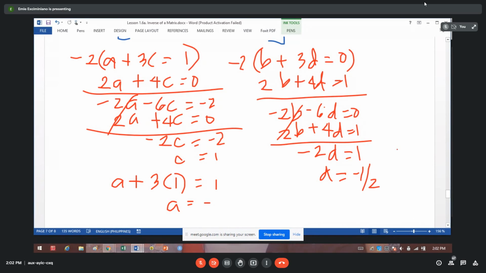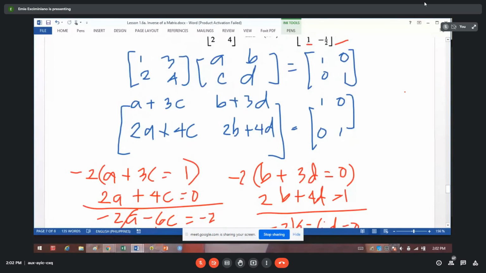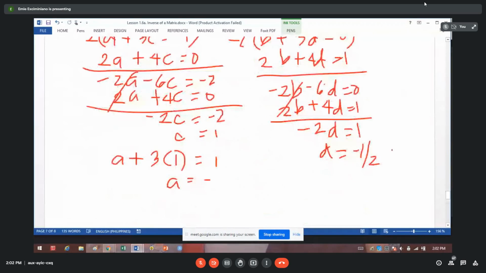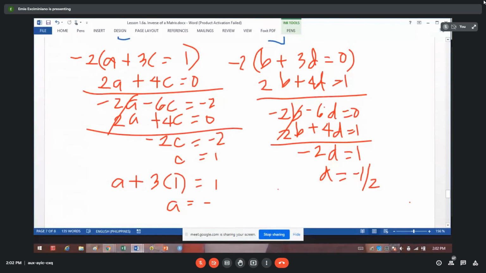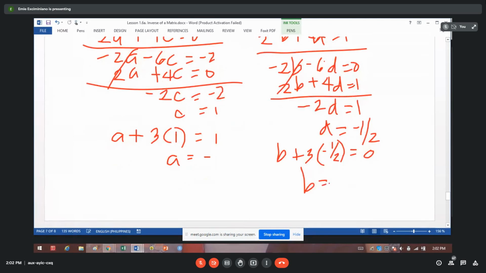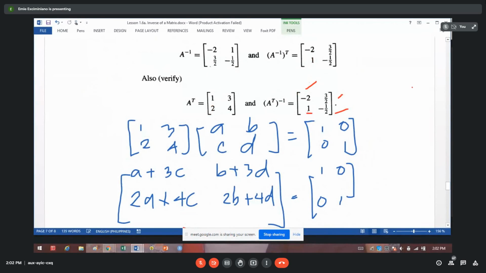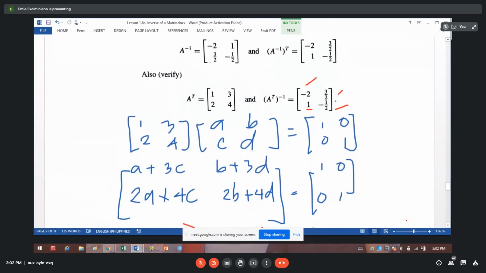Check natin kung negative 1 half na si D. Yes, it's correct. B na lang kukunin natin. So B equals, replace ko yung D ng negative 1 half, equals 0. So B is therefore equal to 3 over 2. Is it correct? Yes, it's correct. Okay, tama ano?